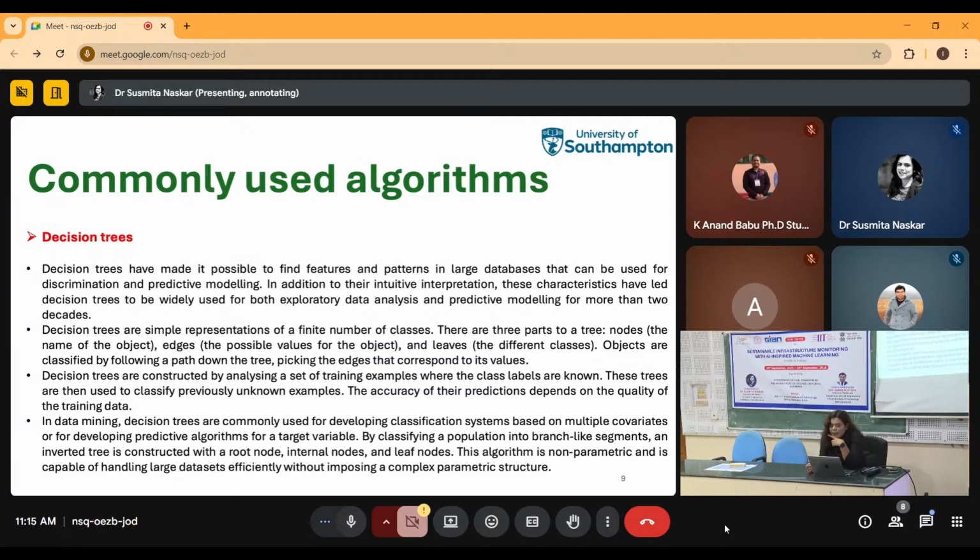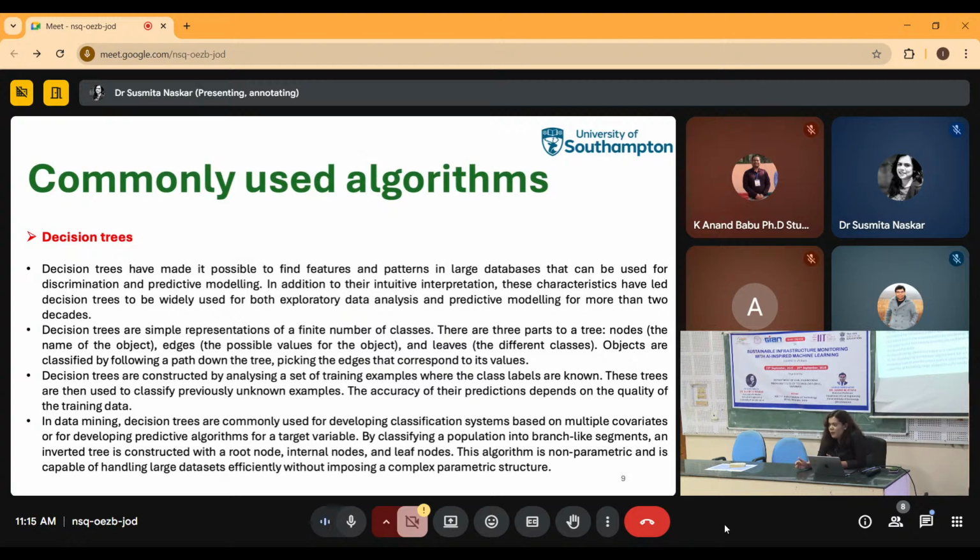Okay. These models are built by analyzing a training data set, so we need to train on data where the class labels are known. Once the training is done, these trees can classify previously unseen examples as well. The accuracy of these predictions is really good. However, it depends on the quality of the training data. The way you train your model is very, very important, especially in the case of decision trees.